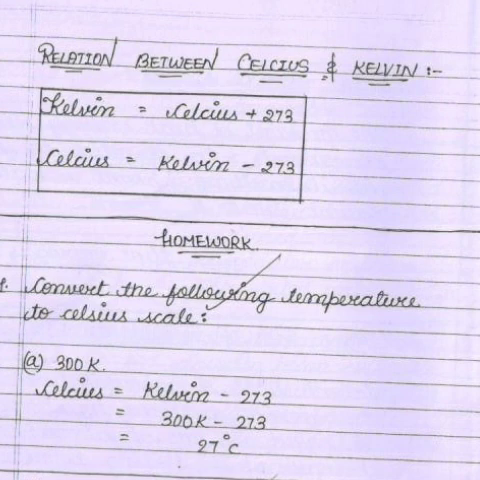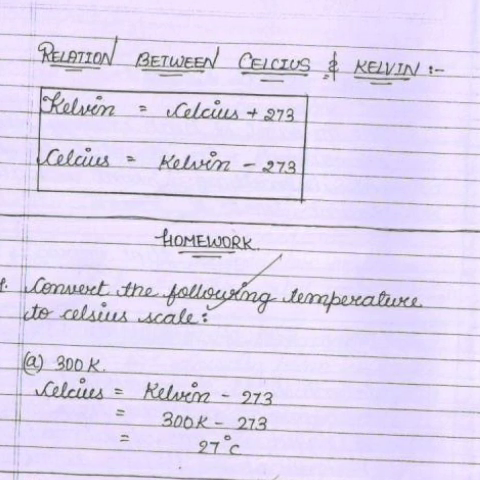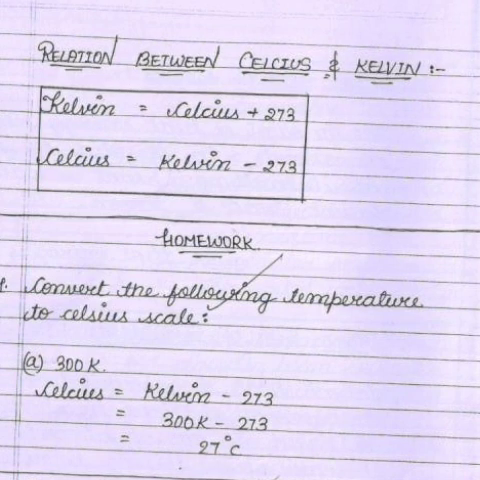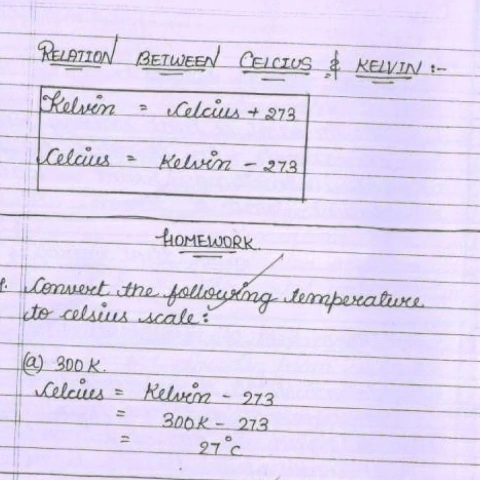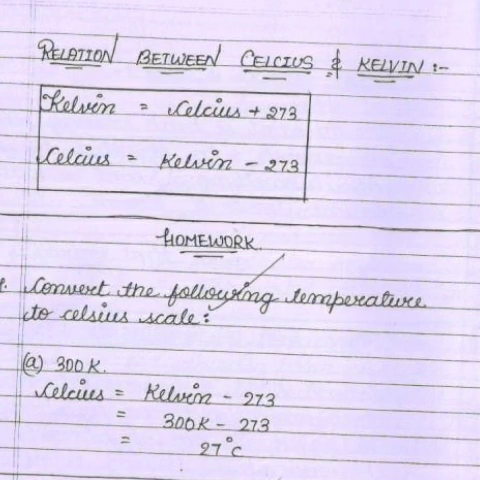You can see one example in which 300 Kelvin is there, and I have converted it into Celsius by subtracting 273 from it, and we have got the answer equal to 27 degree Celsius. We must also know that evaporation also helps in cooling. Let me explain with some instances.